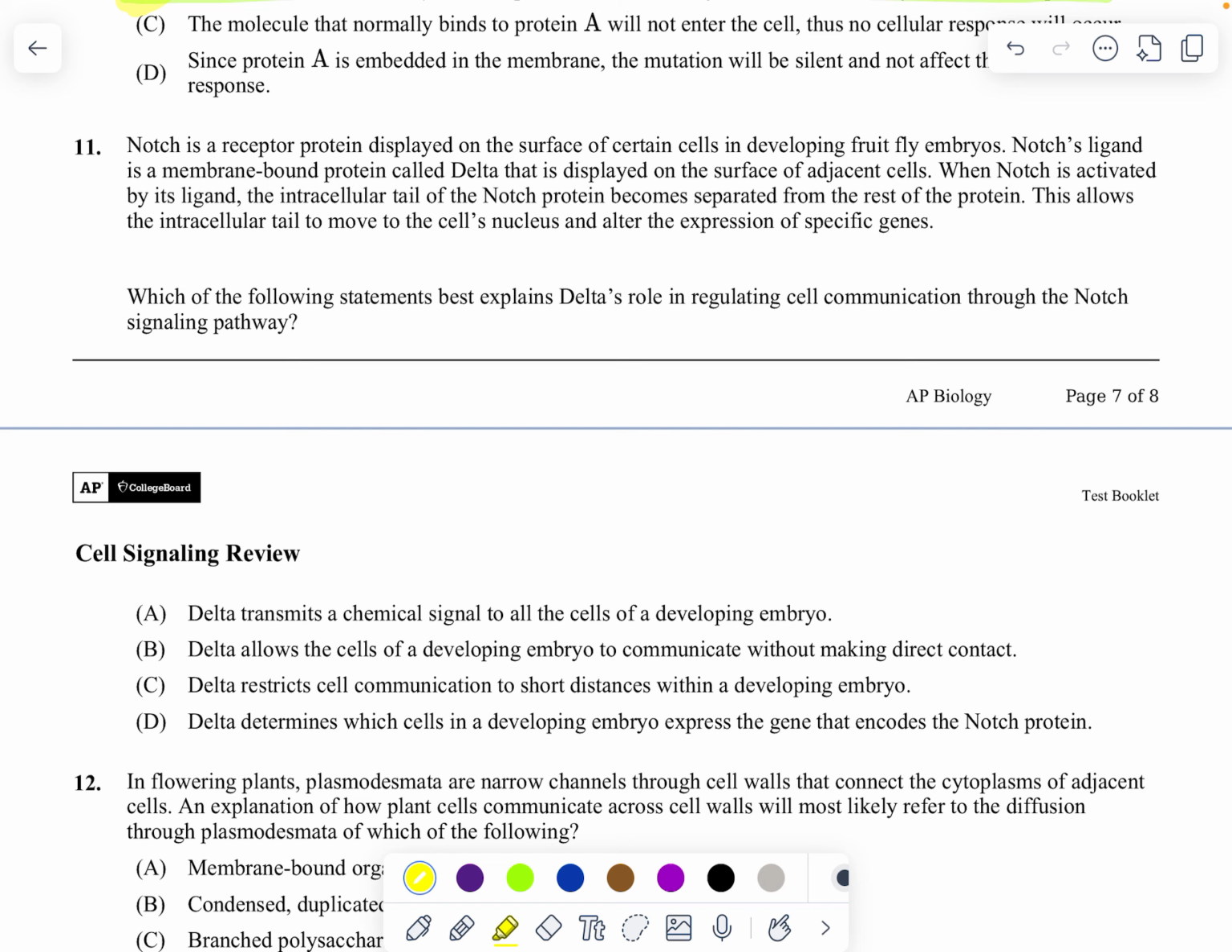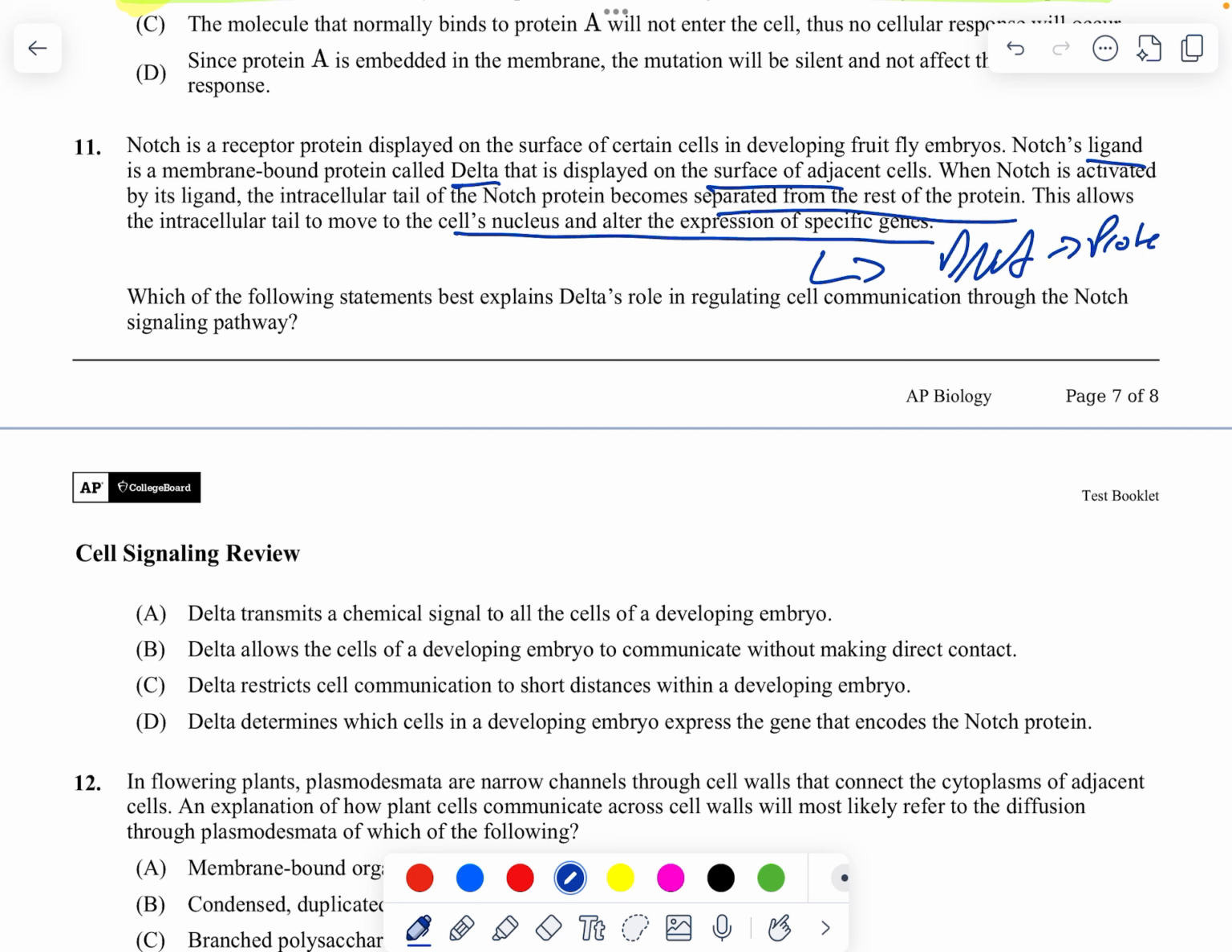embryo. Notch's ligand is a membrane bound protein called delta. Okay, the ligand is called delta. That's displayed on the surface. When Notch is activated by its ligand, the intracellular tail becomes separated from the rest of the protein. This allows the intracellular tail to move into the nucleus and alter expression. Again, we're reading different books. This is DNA of genes, DNA to protein, transcription and translation. Which of the following statements best explains delta's role in regulating cell communication through the Notch signaling pathway?